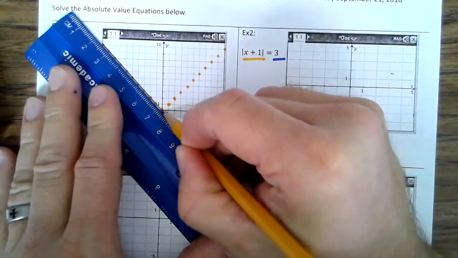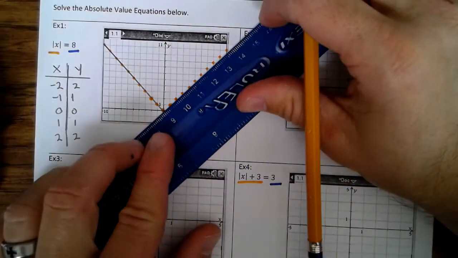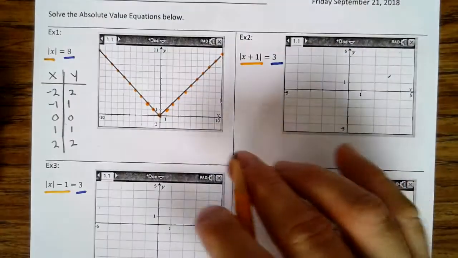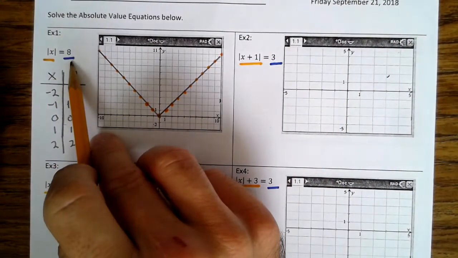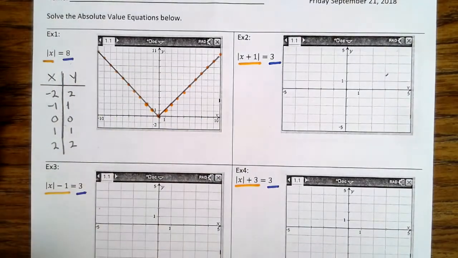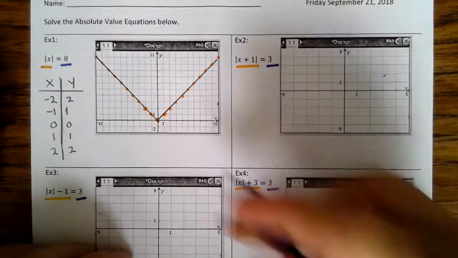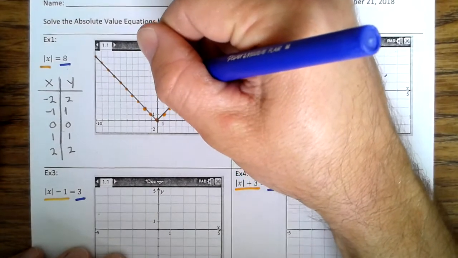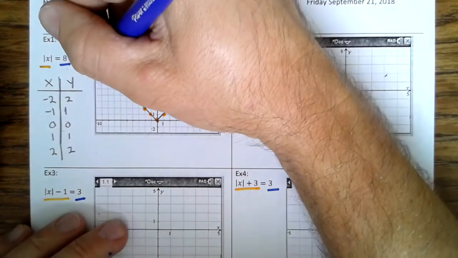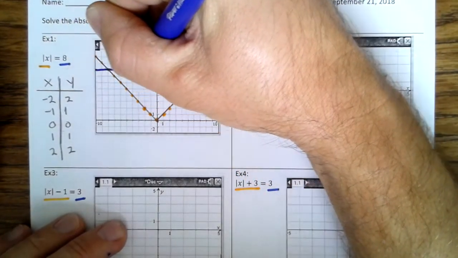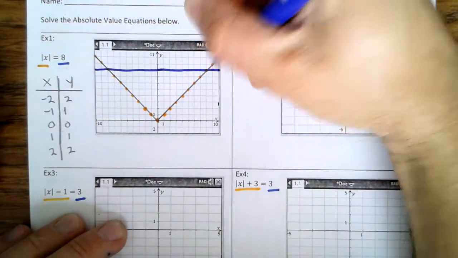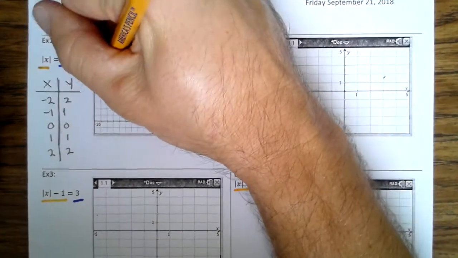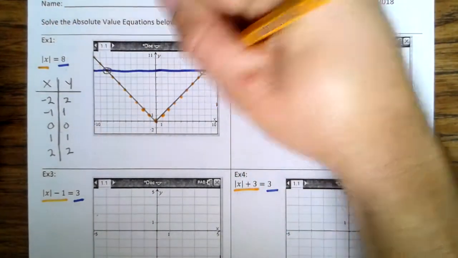And do the points in the yellow and then make the line in pencil. Now, we know from our notes that since the absolute value of x equals a positive number, there's going to be two solutions. Okay, now next step is going to graph the right side. That's a horizontal line of 8. So 1, 2, 3, 4, 5, 6, 7, 8. Now you can see it's intersected at 2 points, here and here.